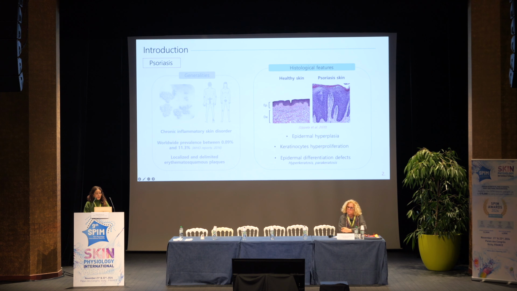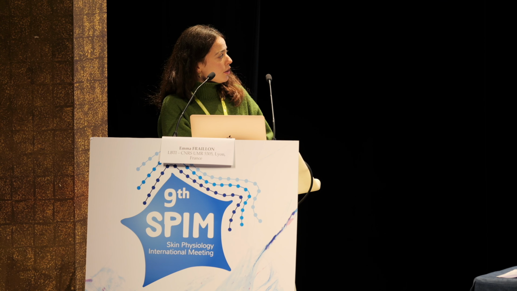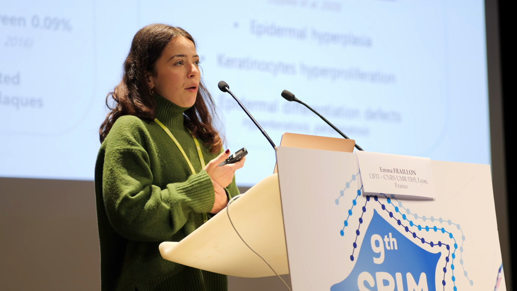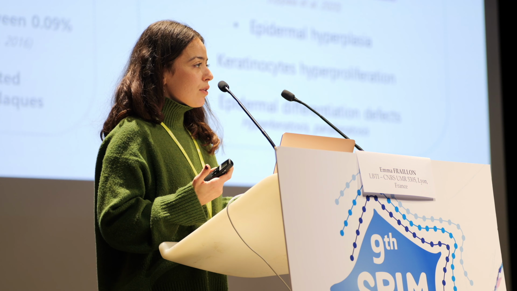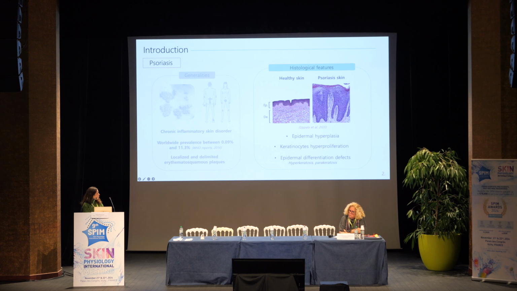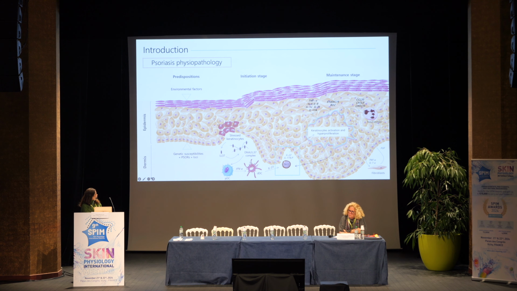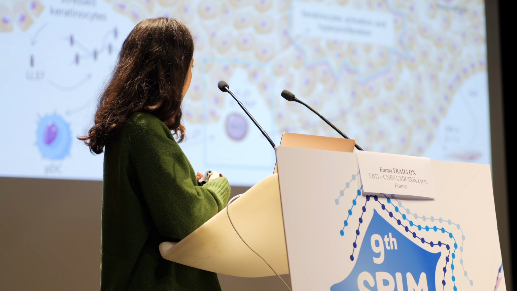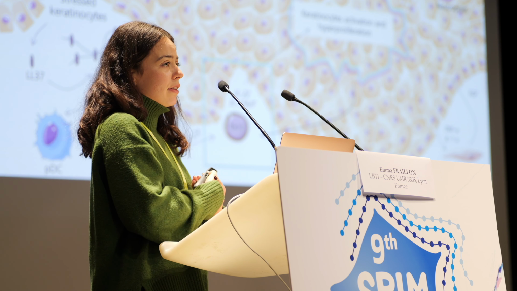At the histological level, psoriasis is characterized by epidermal hyperplasia, which is due to keratinocyte hyperproliferation, but also to some differentiation defects of keratinocytes. But what leads to the appearance of those psoriasis-related features? What really happens in the skin of patients? So the triggering events, which consist of interactions between environmental factors and genetic susceptibilities, lead to the persistent activation of Th17 lymphocytes.